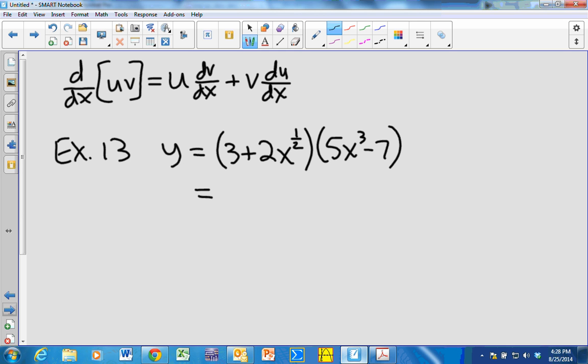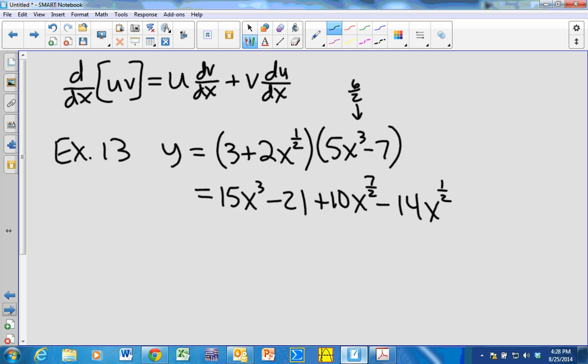So we have 15x cubed minus 21 plus 10x to the, well, you're multiplying x to the 1/2 times x cubed, which means we add exponents. 3 is 6 over 2 in halves, so we're going to get 7 halves. And then we'll have minus 14x to the 1/2. And all I did there was FOIL. Hit pause and go back and take your time and make sure you understand that. That's y.